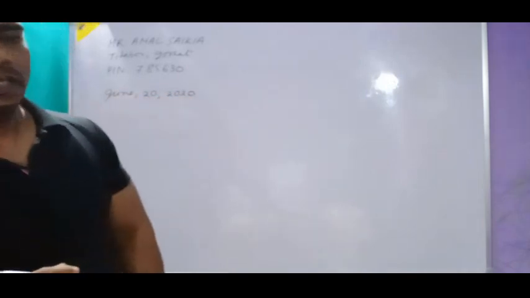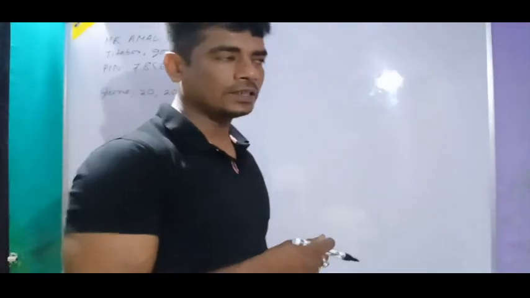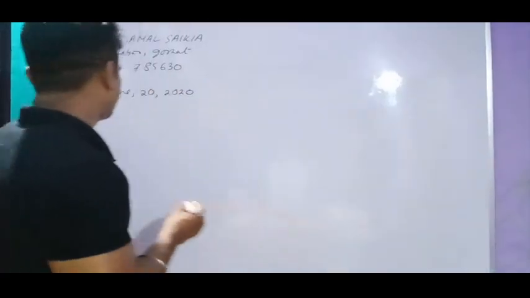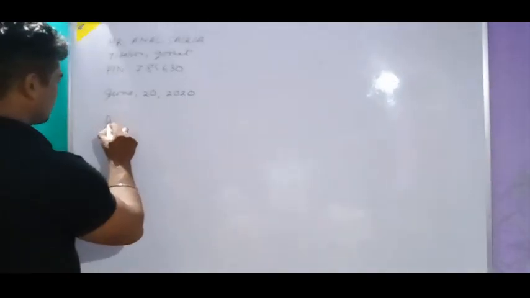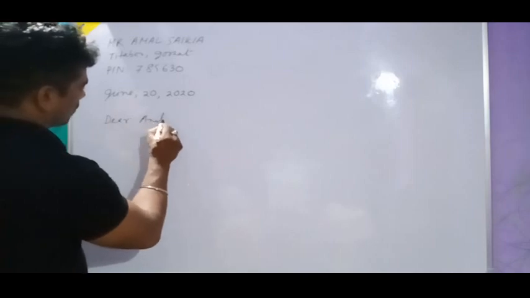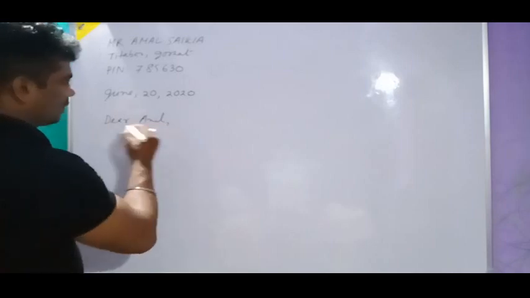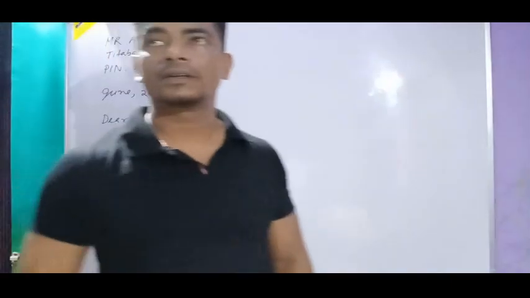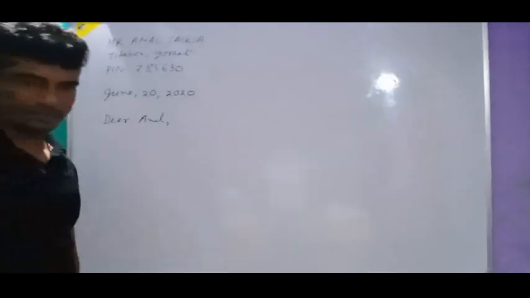Okay. Now salutation comes. Suppose Mr. Amal Saikia is writing to his brother. His brother's name is, suppose, Anil. Dear Anil, he will write. Dear Anil. Then he will put one comma here. Okay. And now he will write the letter.